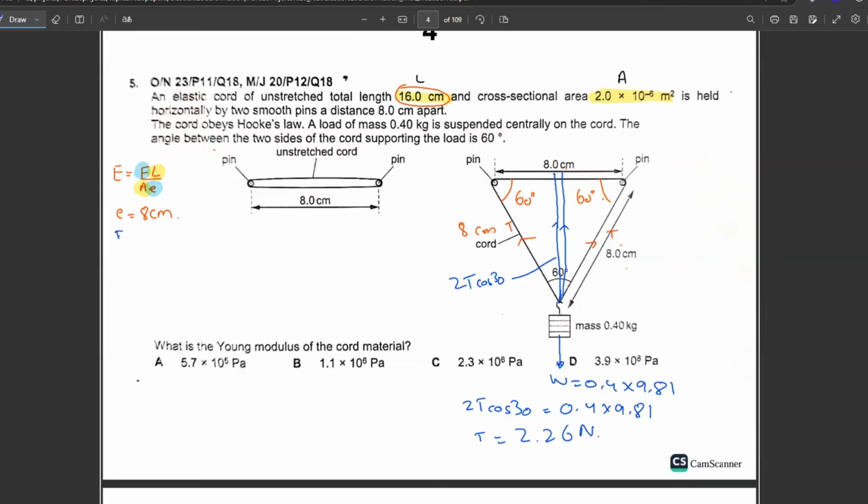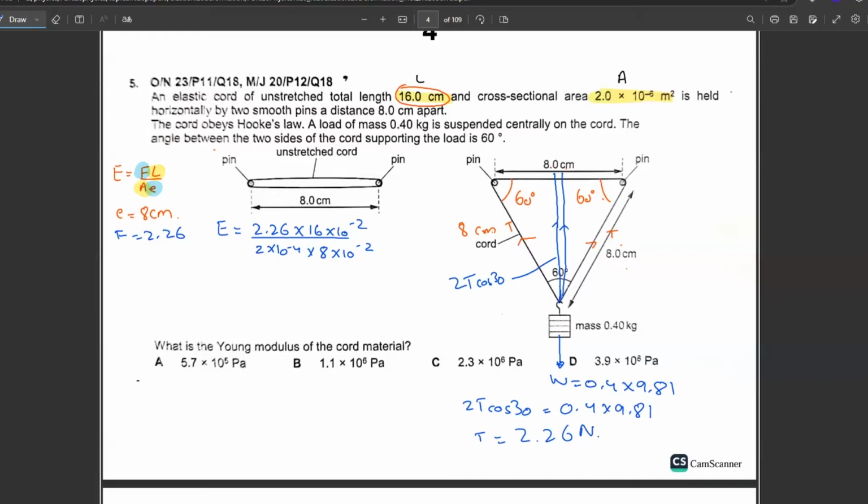Now you have the force as well. Can you now calculate the Young's modulus? Yes, now it's easy to calculate the Young's modulus. Young's modulus is equal to 2.26 into the length, that is 16 centimeters, 16 into 10 raised to the power of minus 2, divided by the area, that is 2 into 10 raised to the power of minus 4, multiplied by the extension, that is 8 centimeters, 8 into 10 raised to the power of minus 2.